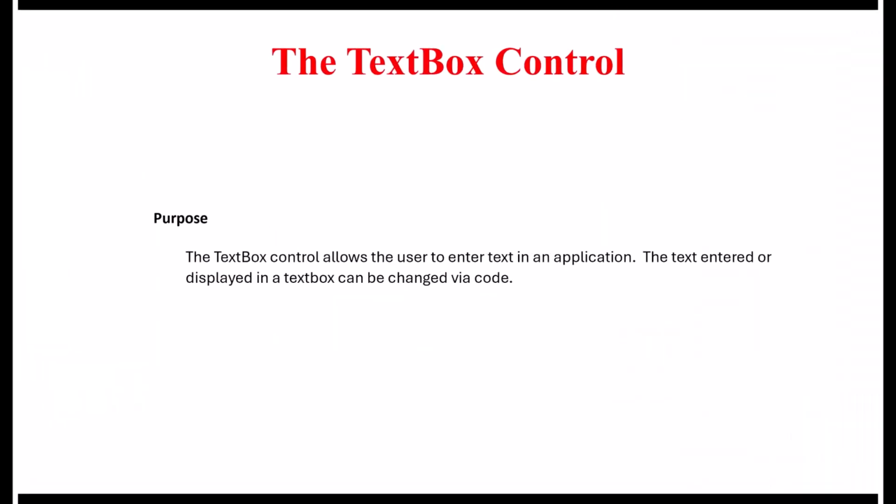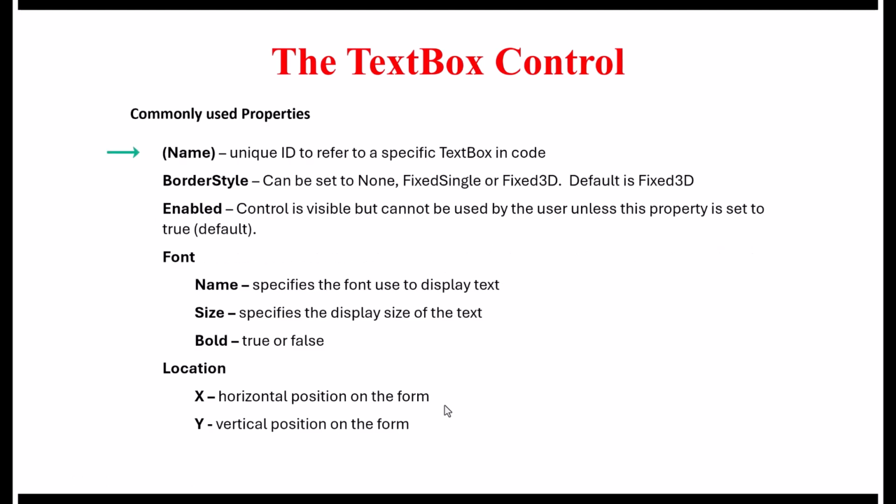TextBox Control allows the user to enter text in an application. The text entered or displayed in a text box can be changed via code. The commonly used properties are name, which is a unique ID to refer to a specific text box in code. You may have many of them out there.